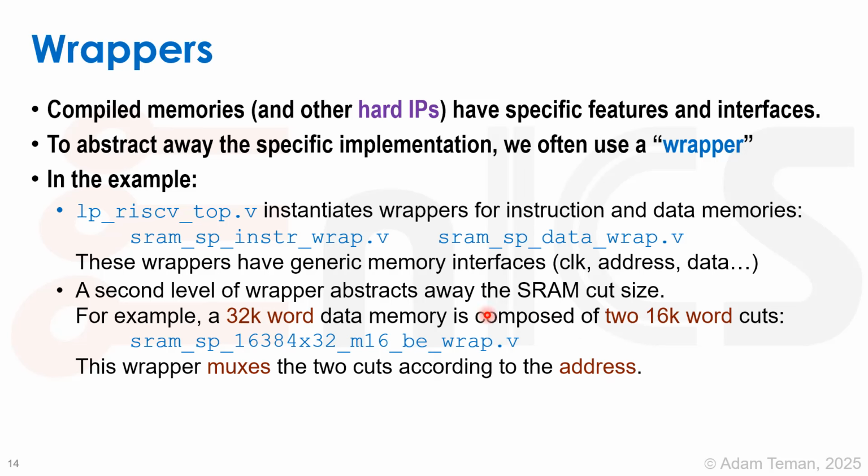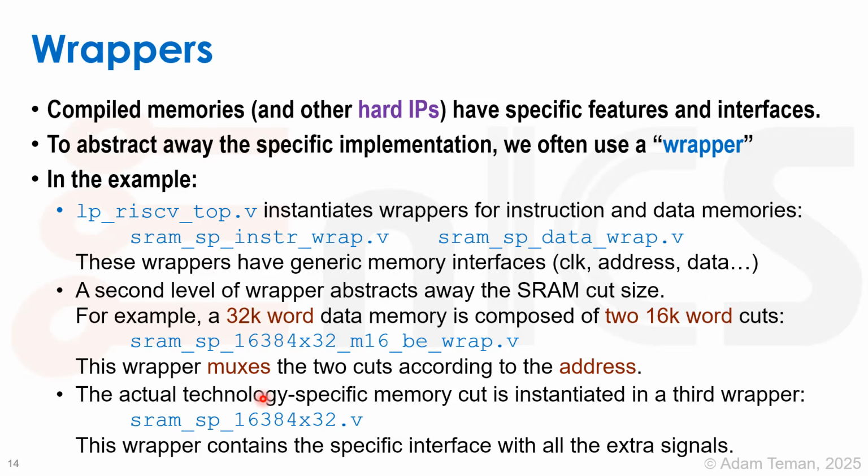So what the wrapper is going to do, we need 32K words, and it's going to basically mux the address into either one or the other, depending on what the MSB thereof the address is. Okay, so it's another level that helps us abstract away the actual implementation.